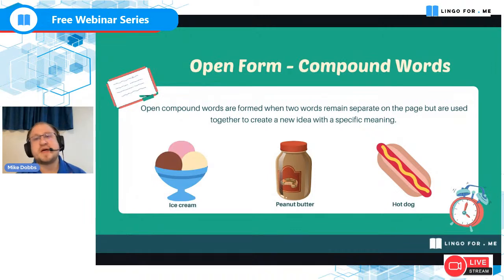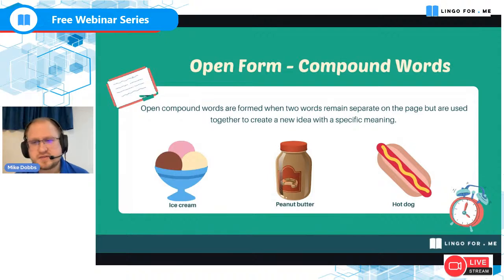So an example: ice cream, because you have the word ice, which is cold. You put ice in a drink to make it cold. And then cream, which comes from a cow. So it's similar to milk, if you're not familiar. It has more fat in it than milk. And so we put them together because that's how you make ice cream. You take ice and cream and you put them together, but it's an open compound, so there's a space.